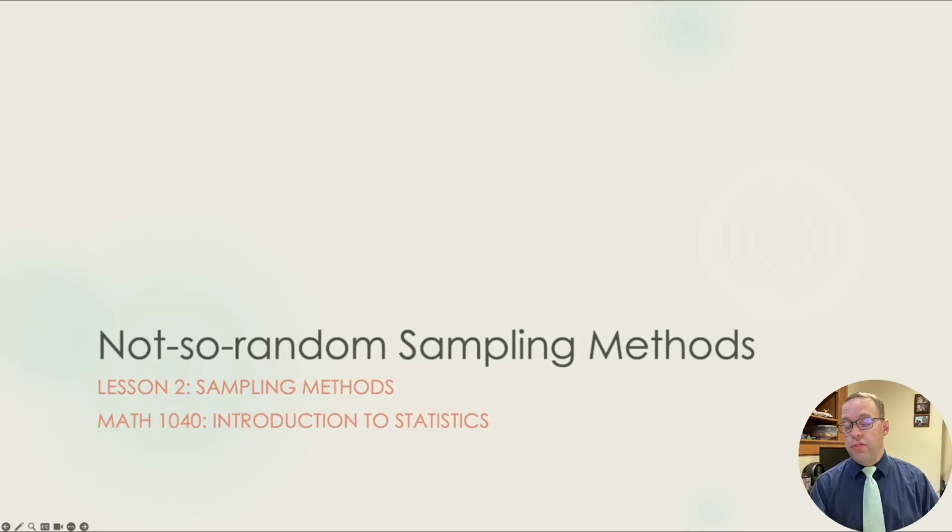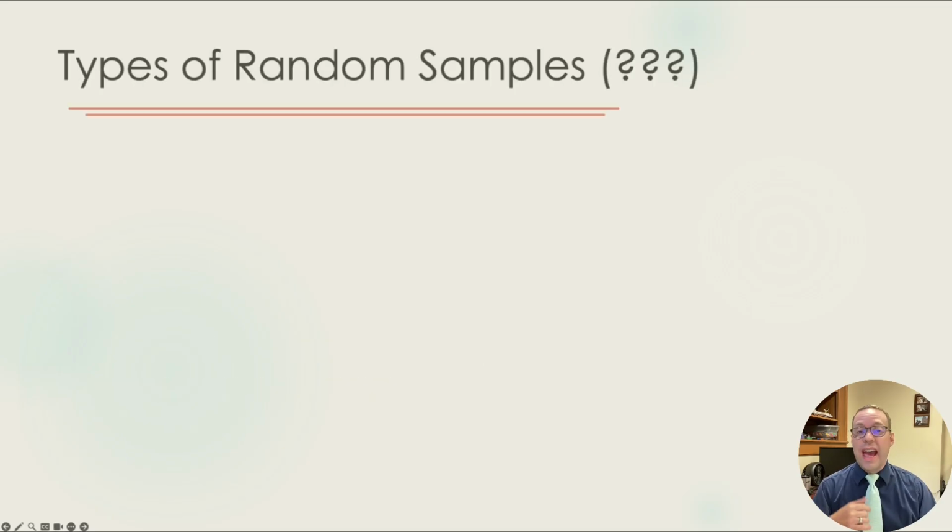In our last few videos, we've been talking about randomness and random sampling methods. In this video, we're going to talk about a couple of other sampling methods that are commonly used, but are not quite so random after all. And you're probably very familiar with these. Let me give you an example for this first one.